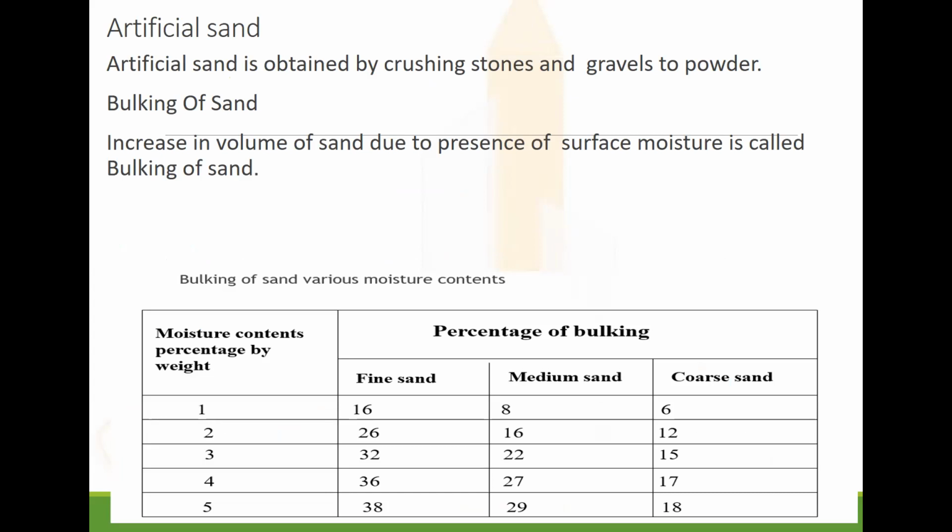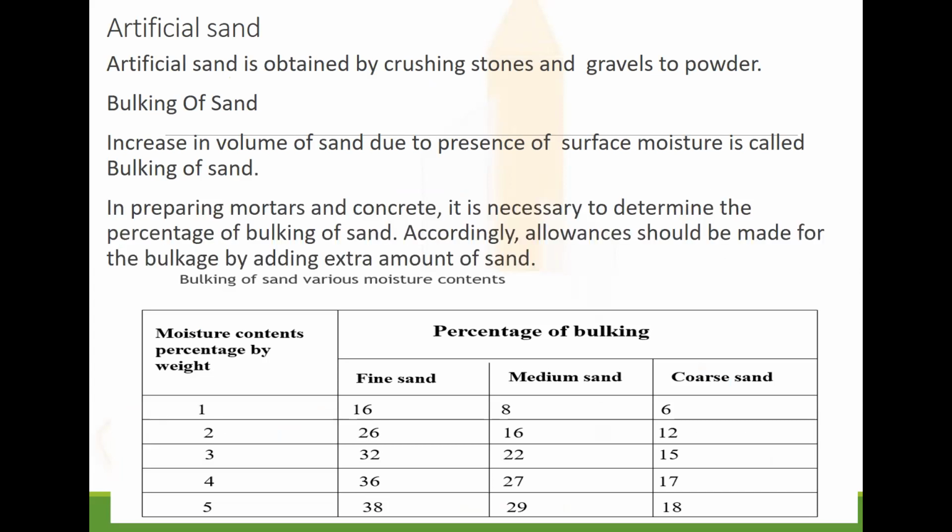The increase in the volume of sand due to the presence of surface moisture is known as the bulkage of sand. Generally, in preparing concrete and mortars, it is necessary to determine the bulkage of the sand. Accordingly, allowance has to be made for the concrete and mortar. When the moisture content by weight is 1%, fine sand will have 16% bulkage, medium sand 8%, and coarse sand 6%.